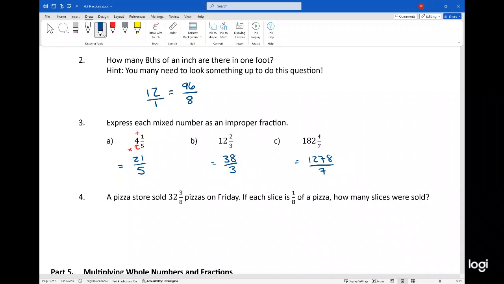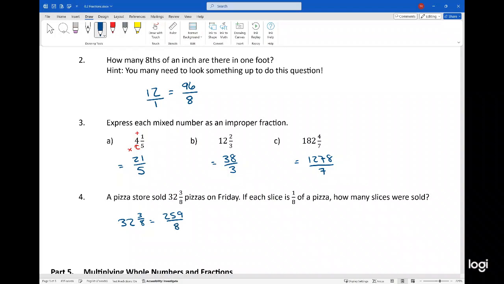Question 4. A pizza store sold 32 3/8 pizzas on Friday. If each slice is 1/8 of a pizza, which makes sense, how many slices were sold? Well, that would be 32 times 8, which again, I'll just throw into the calculator, is 256, plus 3 more is 259 eighths.